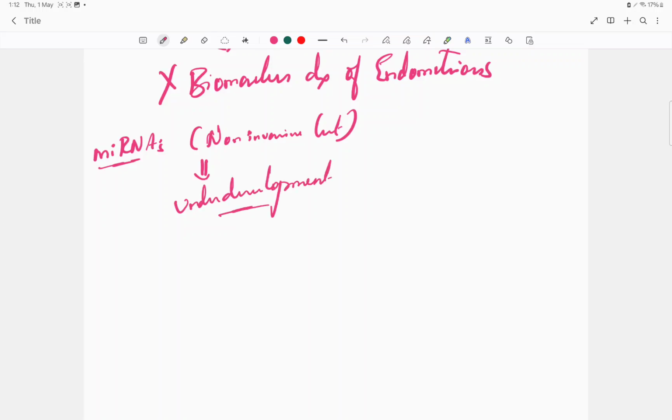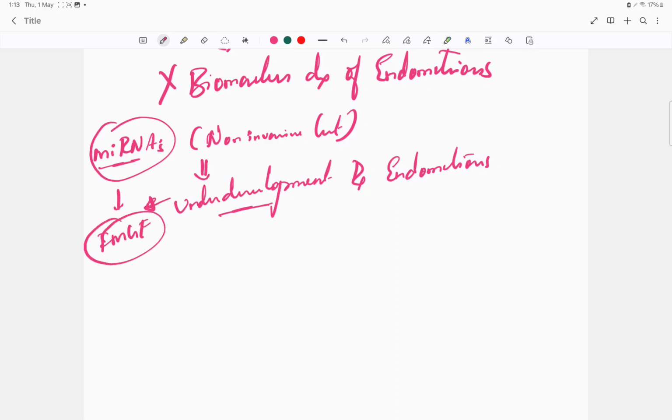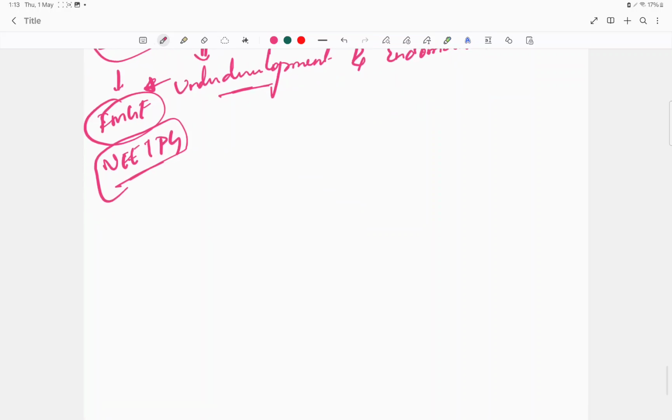It is still under development for diagnosis of endometriosis. So this is an MCQ which is asked in FMG. This is an important question. They've asked in FMG and NEET PG also. Recently miRNA they are used. But FMG they've asked multiple times.